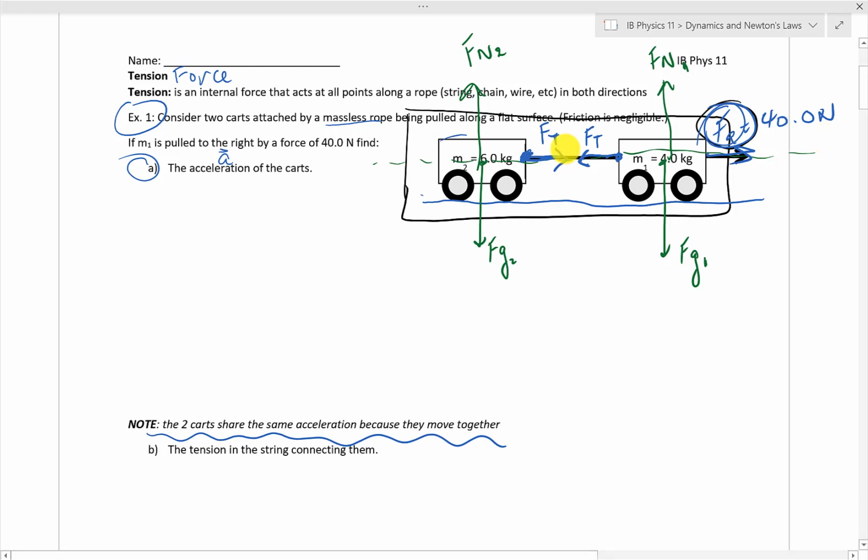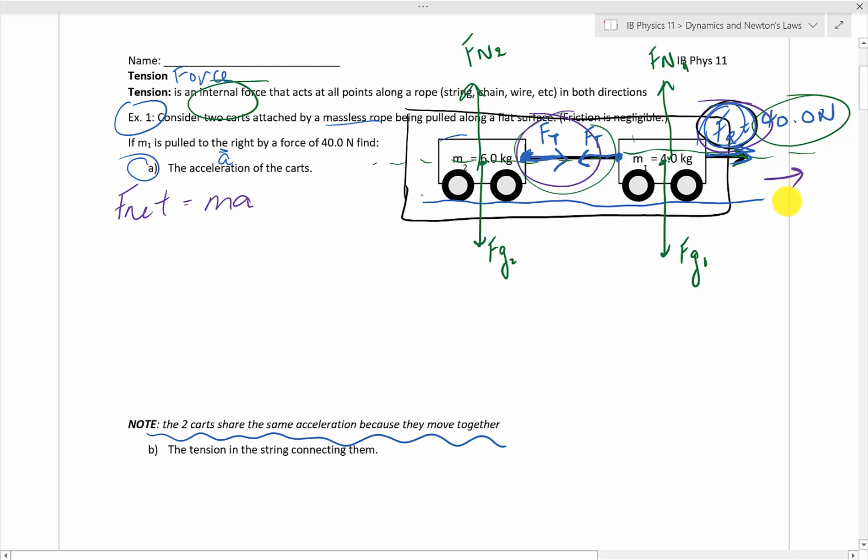All we need to care about is the tension force, which we don't need to because they act in equal and opposite directions. They cancel out since they are an internal force. The only force we need to care about is this FA over here, this 40 newtons that's pulling these two masses together. So let's write down our F net equation. The F net is only our FA, since the FTs will cancel out, one's plus, one's minus.